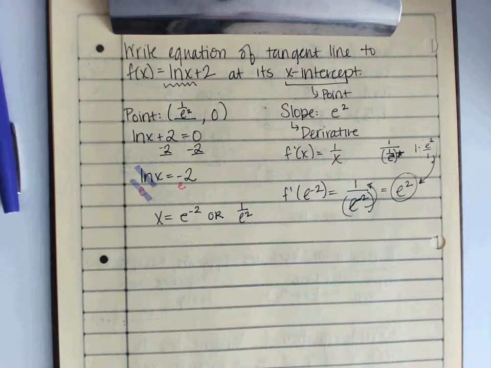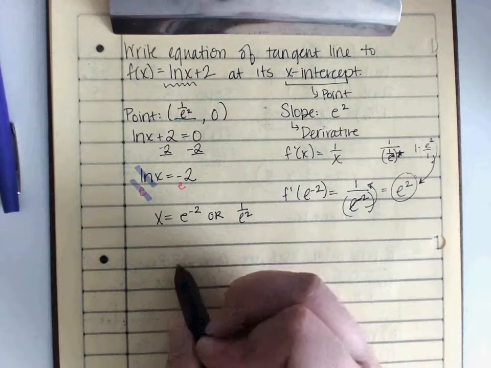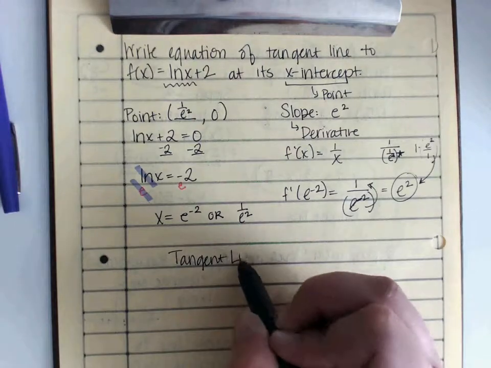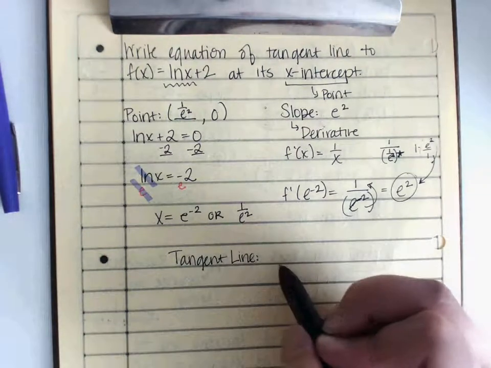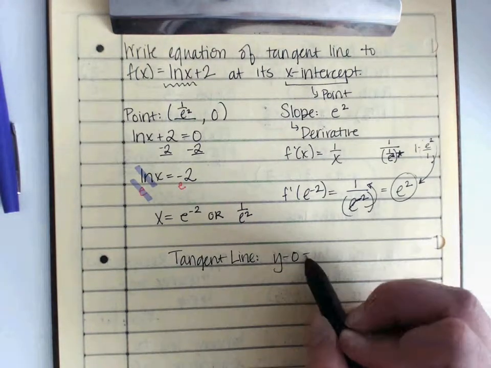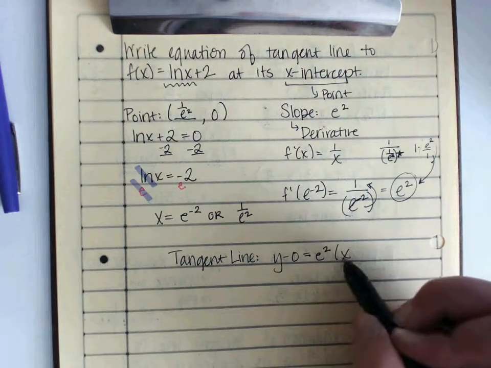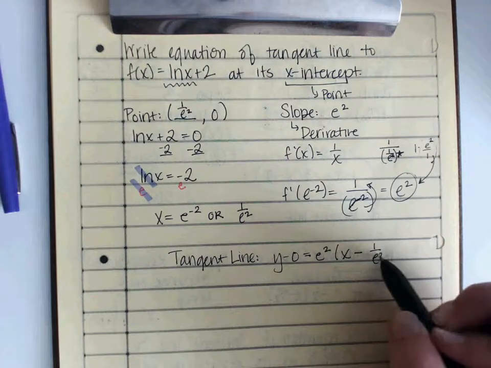Then from there you'd write the equation of the tangent line. So my tangent line for that guy would be y minus 0, e squared is my slope, and then x minus 1 over e squared.